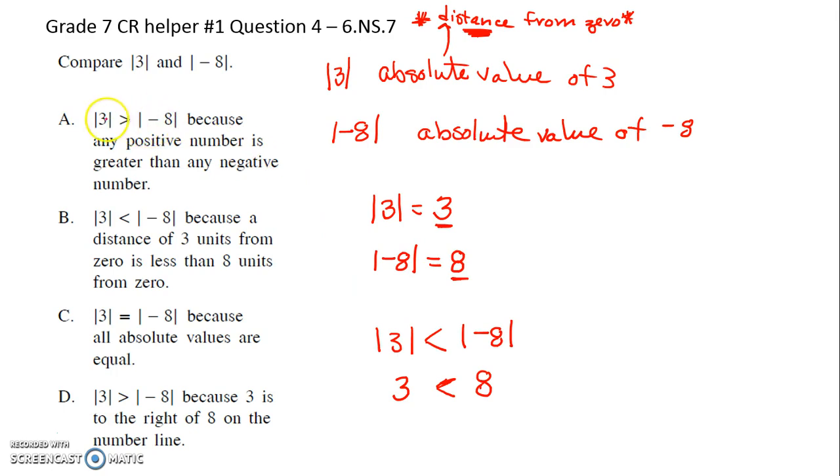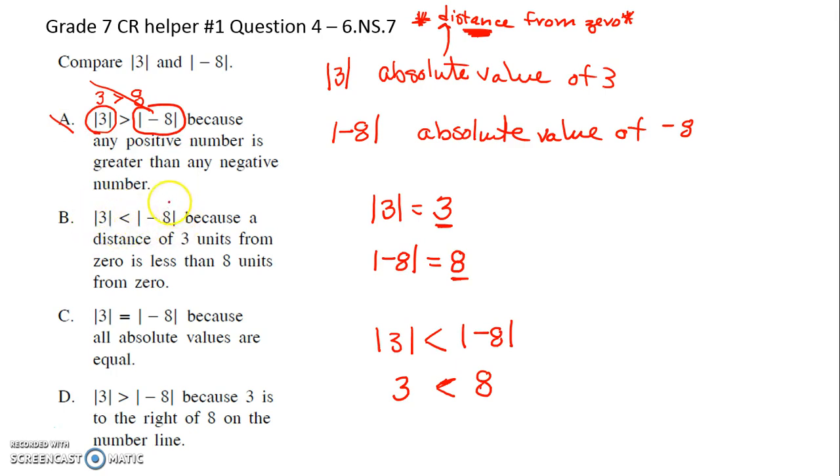All right, let's take a look. So this says the absolute value of 3 is greater than the absolute value of -8. Well, absolute value of 3 is 3. Is that greater than absolute value of -8, which is a positive 8? 3 is not greater than 8. It's less than 8. It says because any positive number is greater than a negative number. Well, actually, this represents a positive 3, and this represents a positive 8. Therefore, both of these values are positive numbers. Absolute values are distances, so the final answers would be positive numbers. A is not correct.